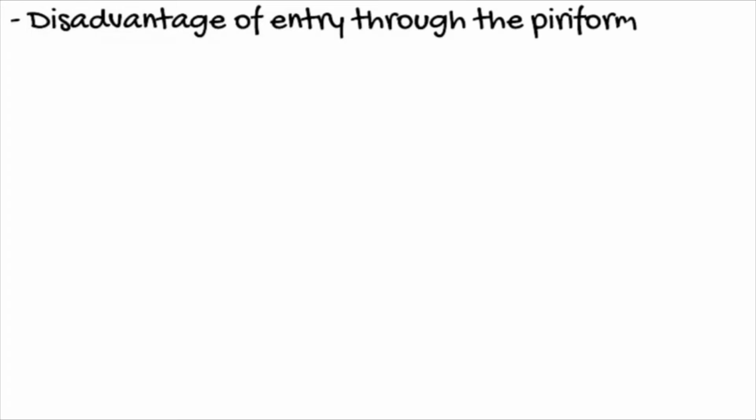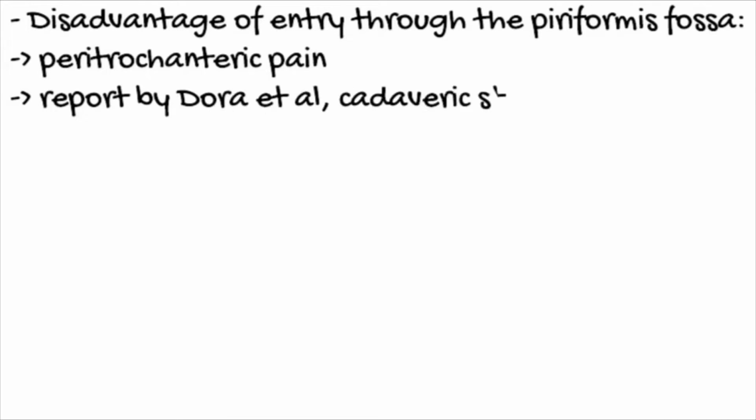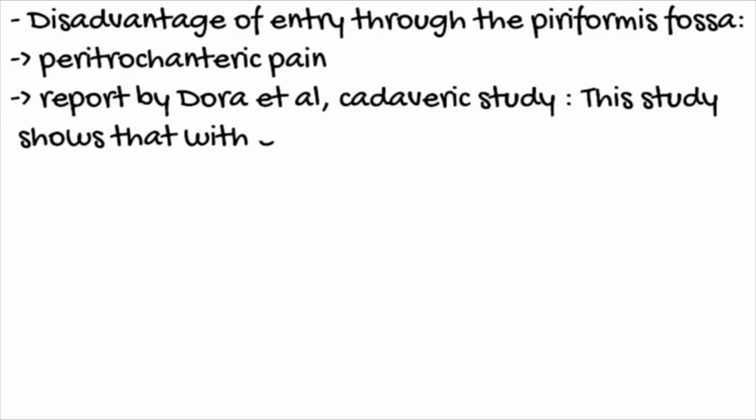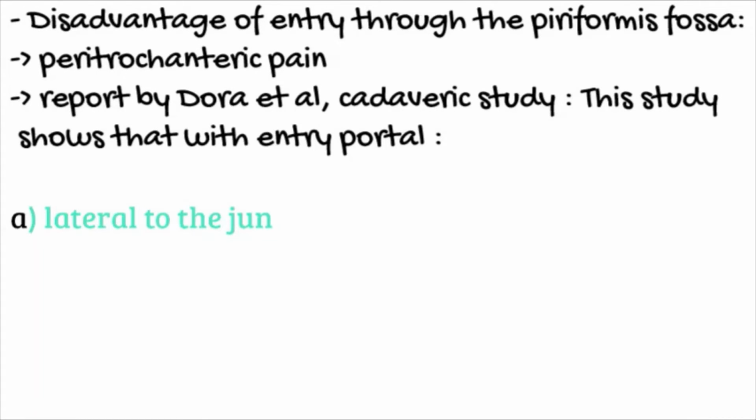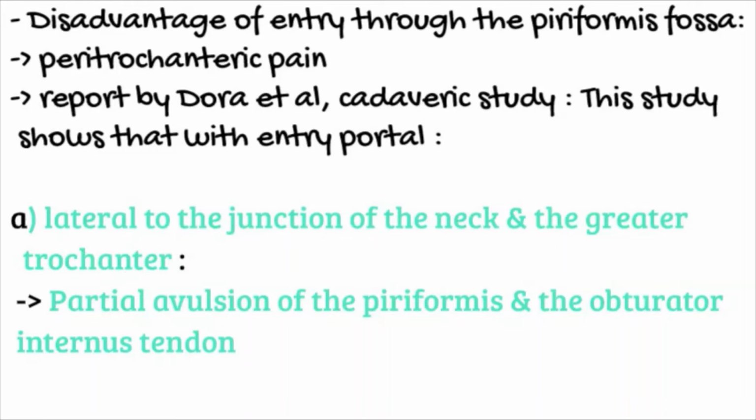A disadvantage of entry through the piriformis fossa is peritrochanteric pain. A report by Dora et al., a cadaveric study, shows that with entry portal A, lateral to the junction of the neck and the greater trochanter, there will be a partial avulsion of the piriformis and the obturator internus tendon.